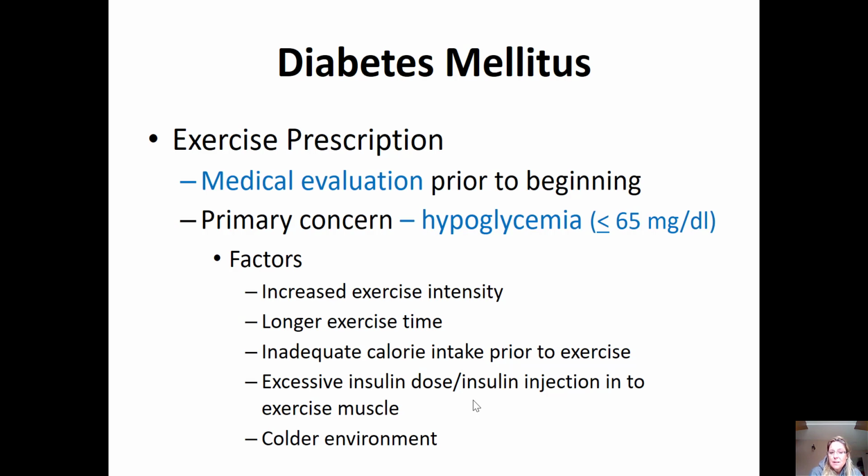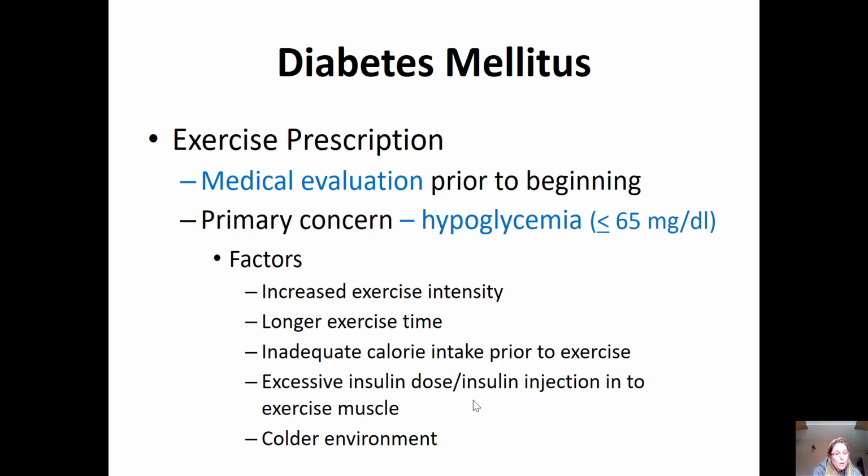Inadequate caloric intake prior to exercise. So a lot of times they might come in with hypoglycemia, right? They don't have enough energy in their body to exercise, and therefore they're at a risk for low blood sugar levels. So make sure they have adequate calorie intake prior to each exercise session. Excessive insulin dose, insulin injection into exercise muscle. They don't want to make sure that they do that insulin dose right into the muscle right before exercise. And then obviously cold weather or cold environments are things to think about as well. So sometimes they don't do well in that colder environment.